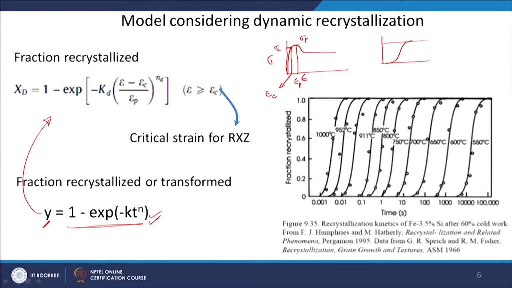Okay. So, as you can see here, fraction recrystallized is shown on the y axis, and the x axis has time. As you increase the temperature, the recrystallization kinetics increases; it starts at lower time and finishes also at lower time, and all the curves have this kind of S-shaped curve. So, they have found the fraction recrystallized from the idea of this Avrami type of equation.